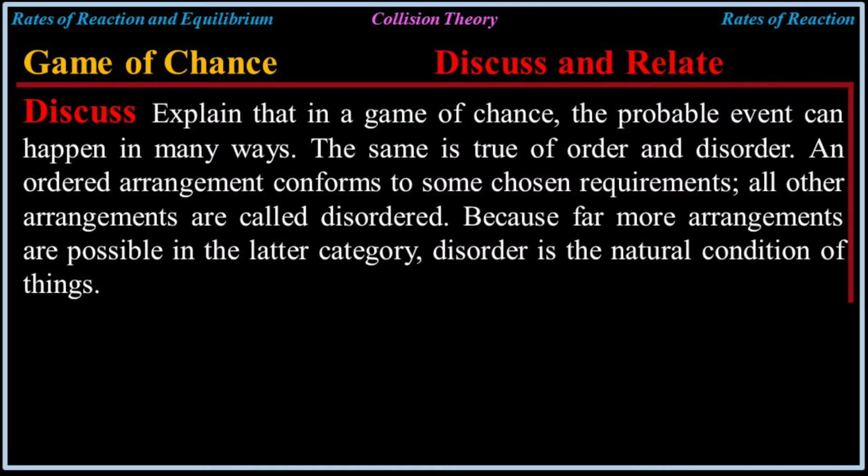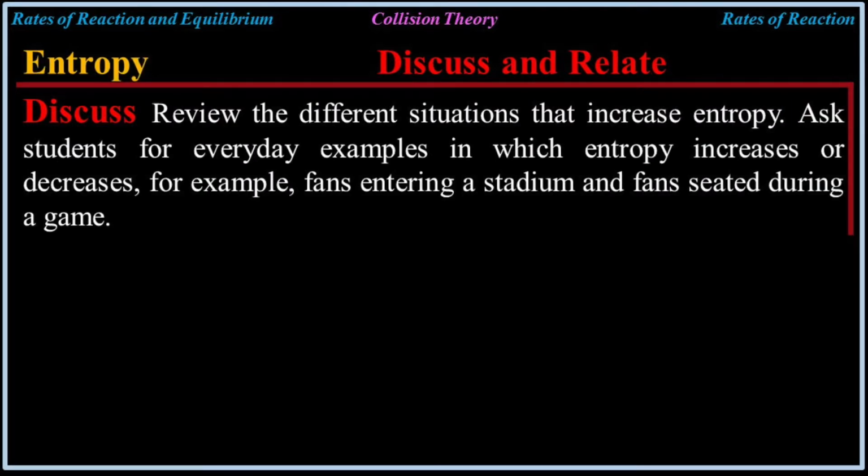Explain that in a game of chance, the probable event can happen in many ways. The same is true of order and disorder. An ordered arrangement conforms to some chosen requirements. All other arrangements are called disordered. Because far more arrangements are possible in the latter category, disorder is the natural condition of things.